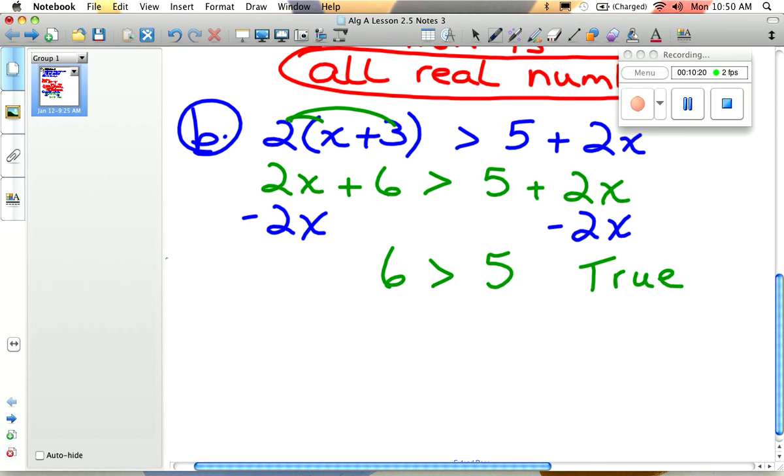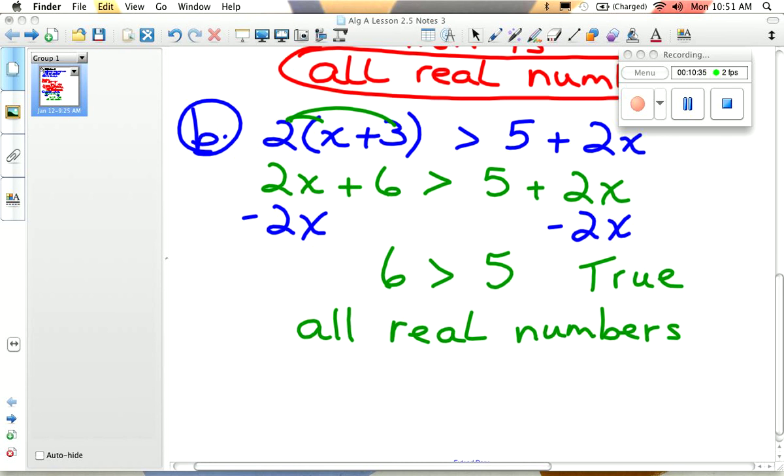All real numbers. But like at my old school, I already did this. Isn't there a symbol for all real numbers? There sure is. You guys want the shortcut? Can we write the symbol? Do you know what it is? I can't remember what it is. Well, then maybe I shouldn't let you write it.